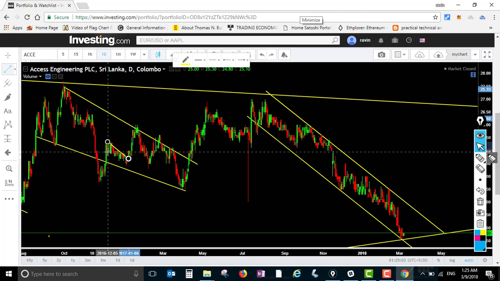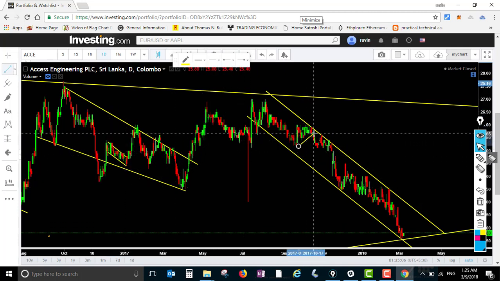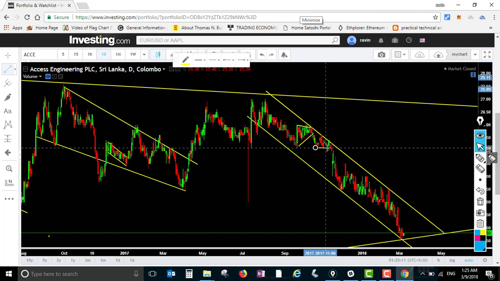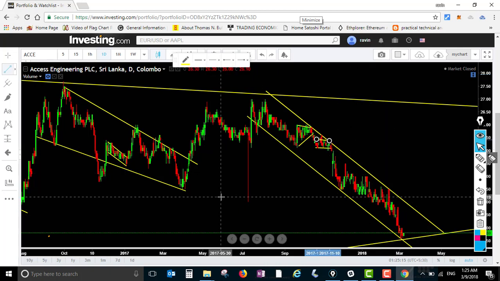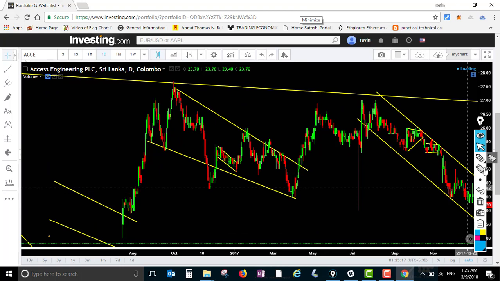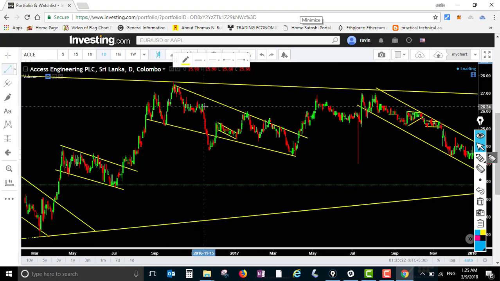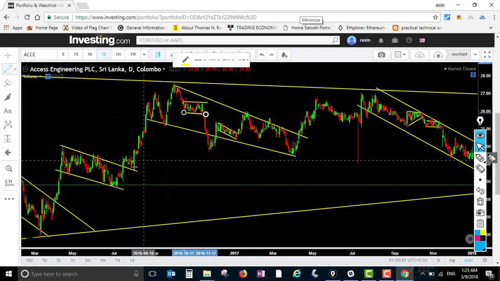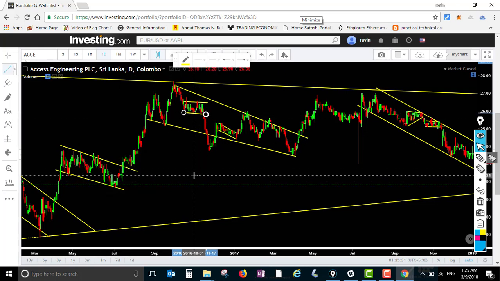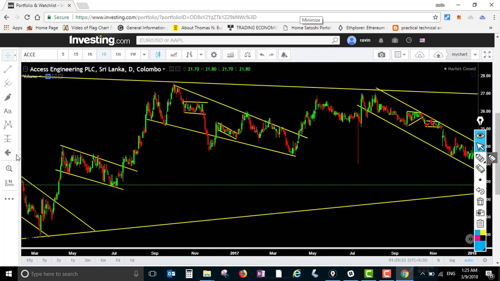Here is a flag, and for example here is kind of a triangle, and here is a continuation channel, and like that there are a lot of patterns here. Here is another continuation channel. Likewise you can draw, and the very first thing you can do is label it there.